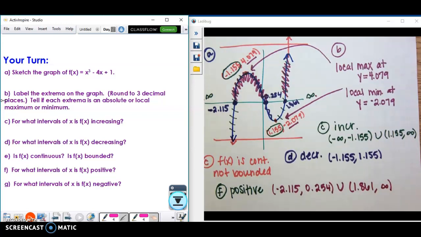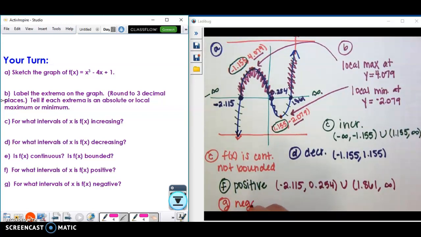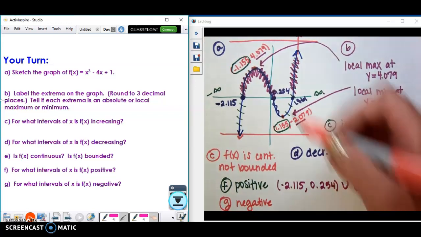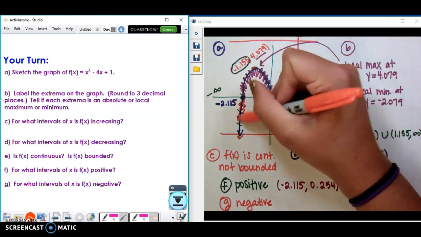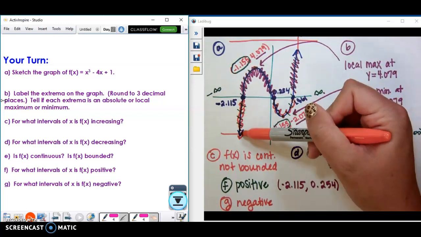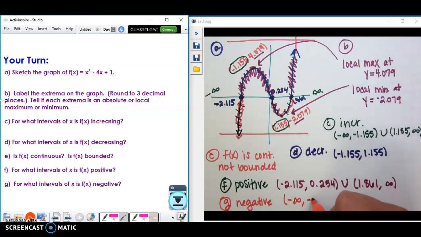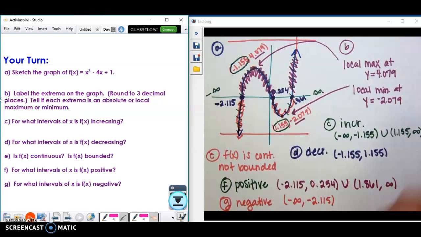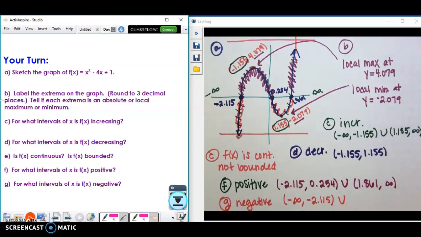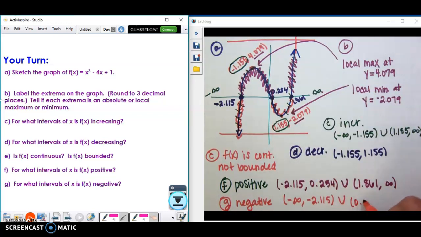And then finally, for part G, it wants to know where the graph is negative. So remember, the graph is negative when we're below the x-axis. So we're talking about these two sections. Okay, so this is negative, this whole part over here, so we're going to use that negative infinity. It stops being negative at negative 2.115. We have more than one spot, so we're going to put union. And then we're going to go to this little section here, from our 0.254 all the way to our 1.861.